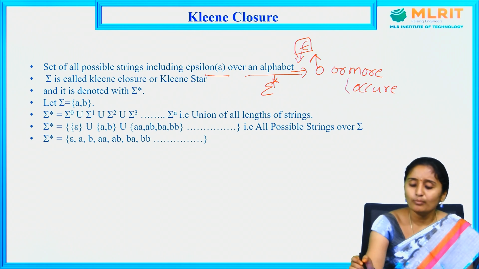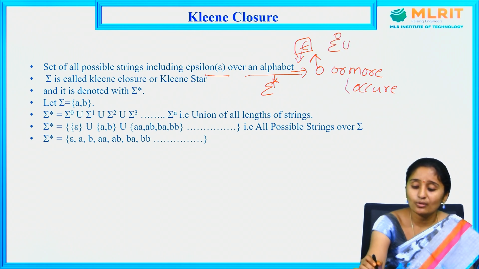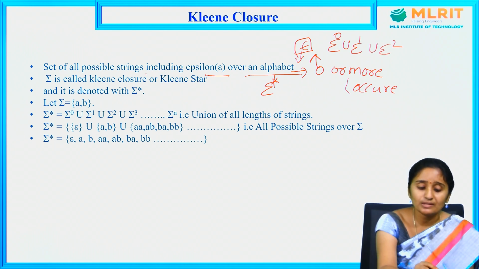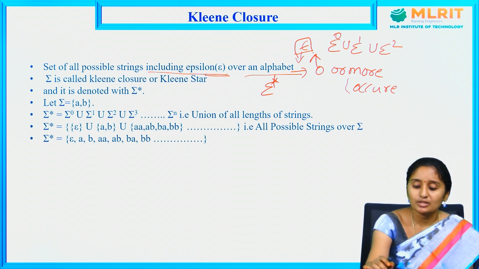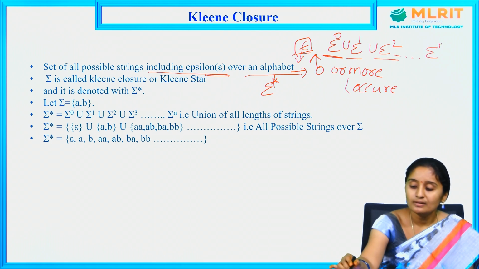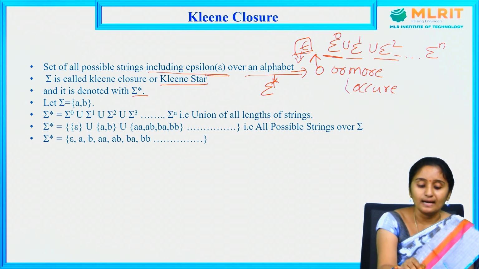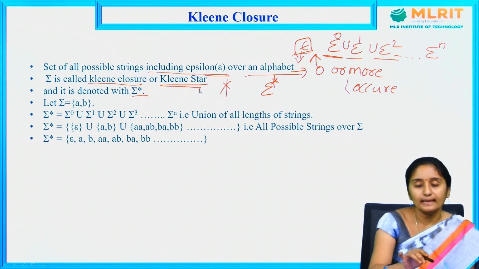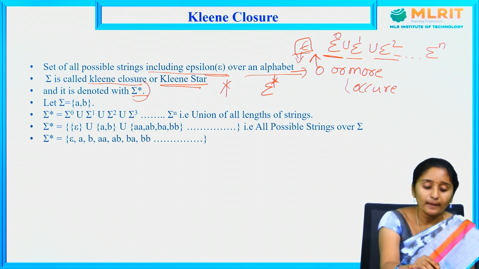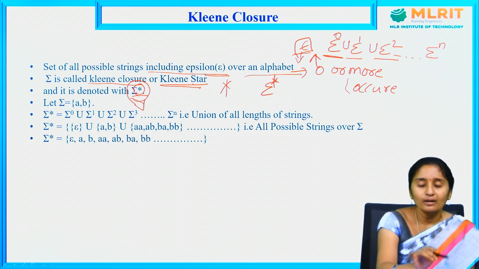So the remaining are more occurrences. We have written sigma power 0 union sigma power 1 union sigma power 2. That represents the set of all possible strings, including epsilon. So that is sigma power 0, sigma power 1, sigma power 2, and so on up to sigma power n. It is denoted by star. We call it Kleene closure or Kleene star, and it is denoted by sigma power star. Sigma is the alphabet, and star is Kleene star or Kleene closure.